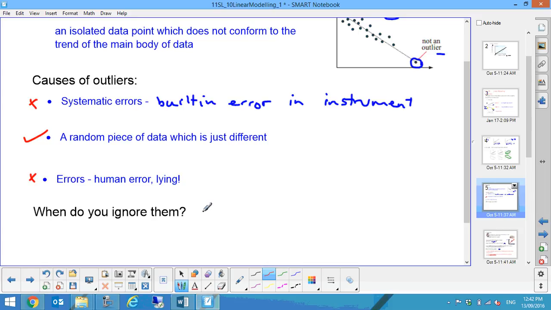So when you ignore them, you've got to think how valid they are. Is it a valid piece of data? How valid is the data? Oh, this writing's all over the place. So is the data valid, even though it's often not matching the same trend or not? So that takes a bit of a judgment call.